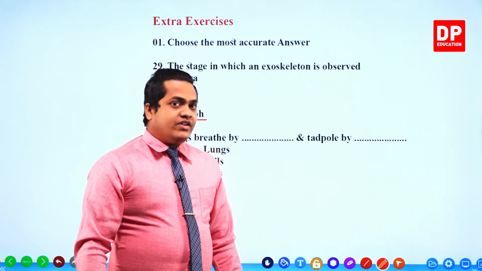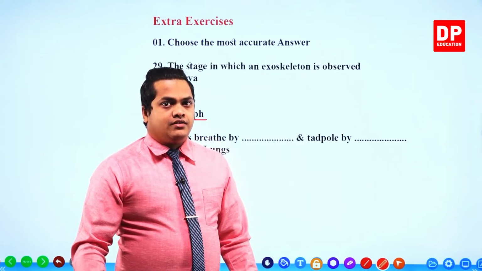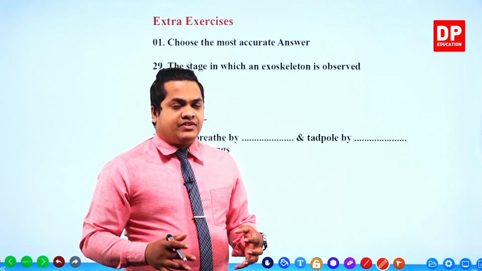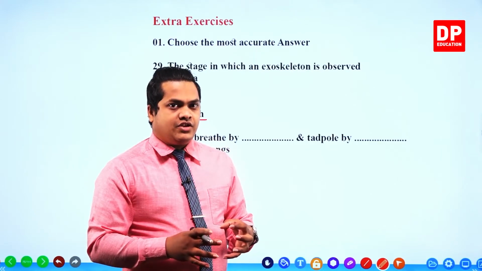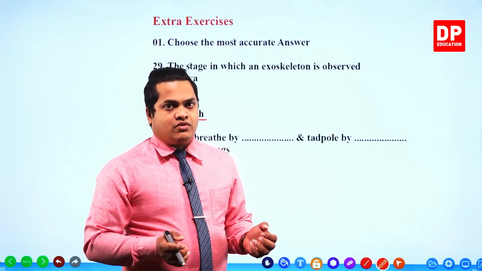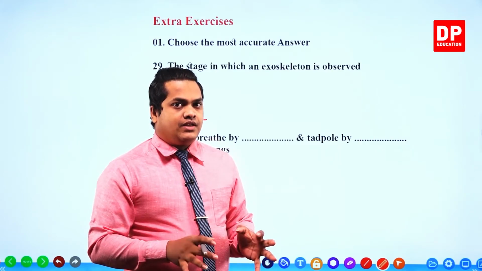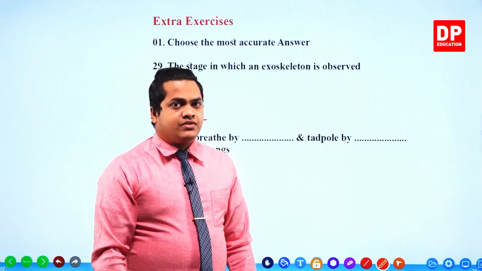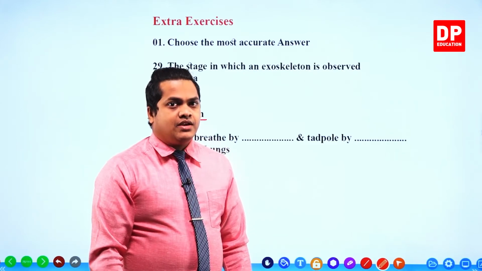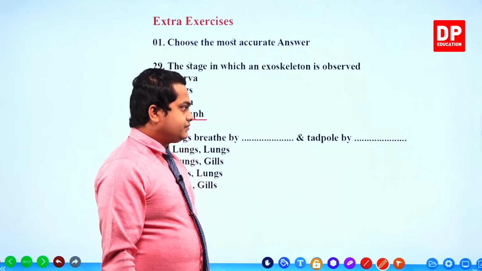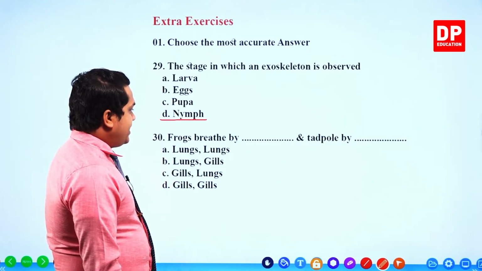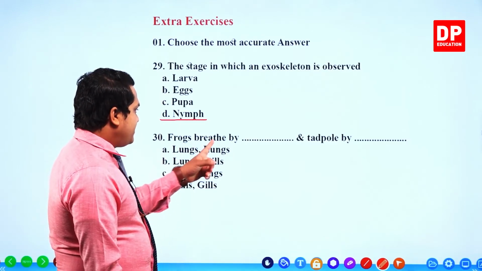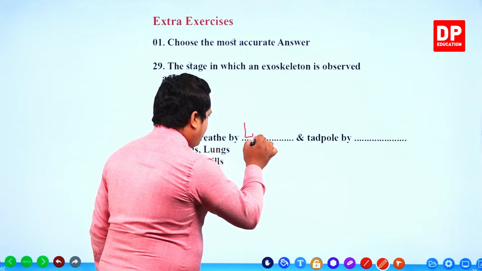You know that insects like cockroach, dragonfly, cicada and cricket contain a nymphal stage as they undergo an incomplete metamorphosis. And because of that, definitely, they contain an exoskeleton. So, an exoskeleton can be observed during the nymphal stage of the incomplete metamorphosis of insects. Next one. Frogs breathe by blank and tadpole by blank. We know frogs breathe by lungs.